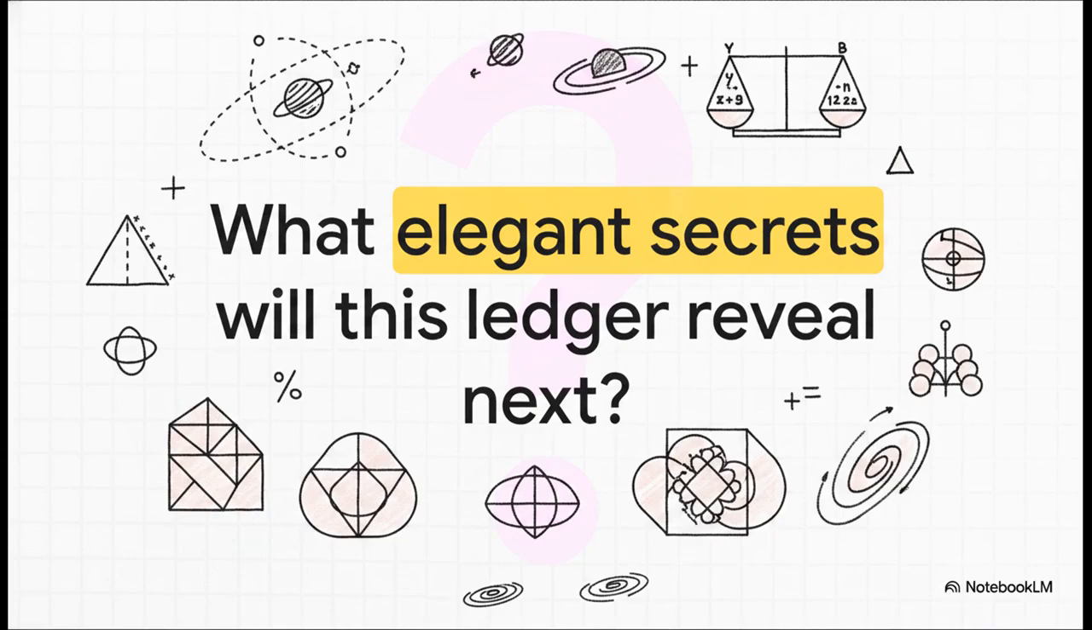So here's the thought I want to leave you with. If the immense, truly unimaginable complexity of our universe ultimately stems from a single, simple, perfectly balanced ledger, what other elegant secrets is this framework going to reveal next? I really hope you're leaving with a profound sense of awe at the universe's hidden simplicity.